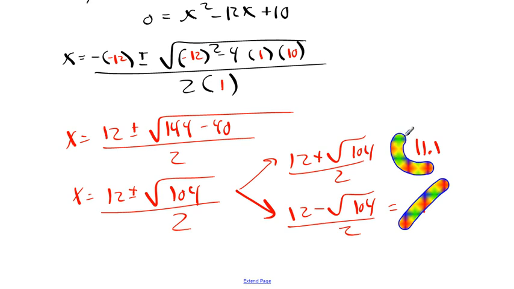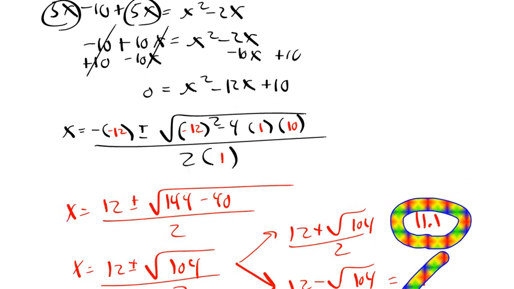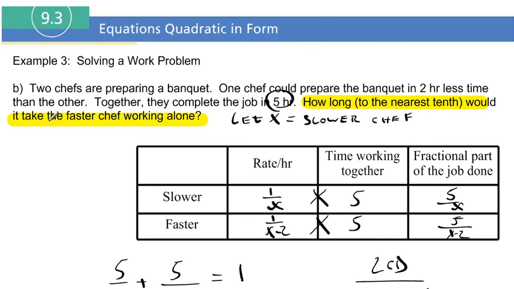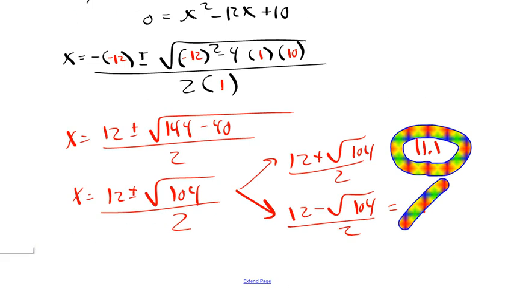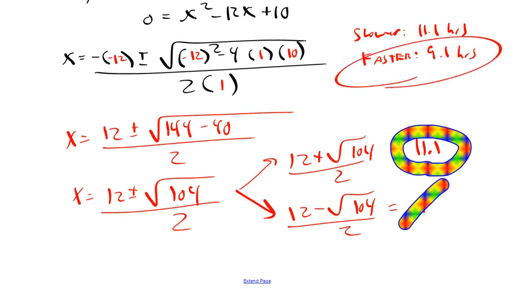All right, but this guy, yay. 11.1, again, represents the slower guy. So he does it in 11.1 hours. But let's look back at the problem. It says, how long would it take the faster chef to work alone? Well, if it takes the slower guy 11.1 hours, then the faster guy, if we read back in the problem, did it say he does it 2 hours less? So 9.1 hours. And that would be our answer right there, 9.1 hours.